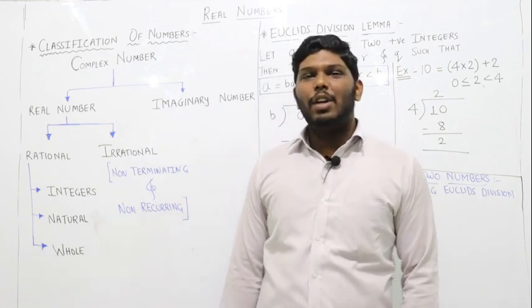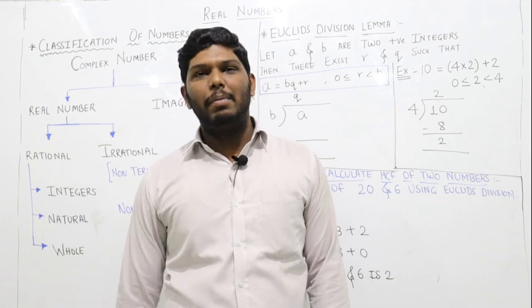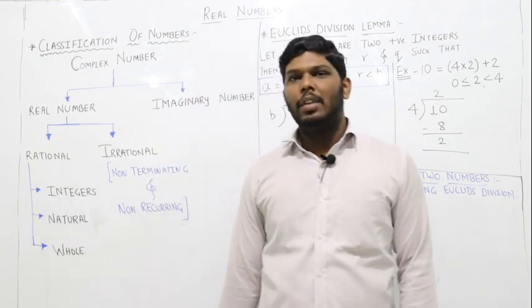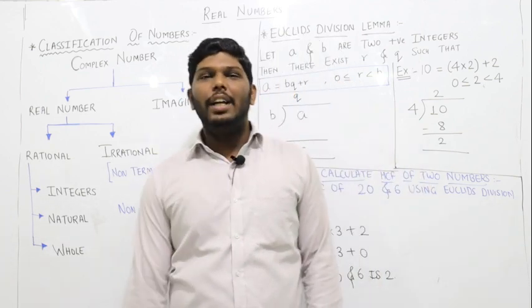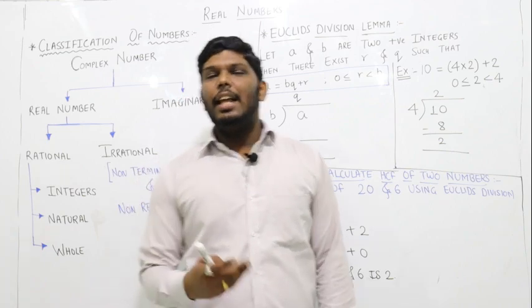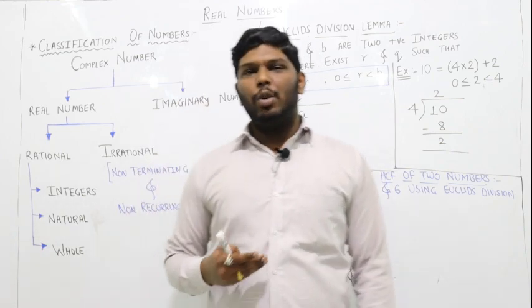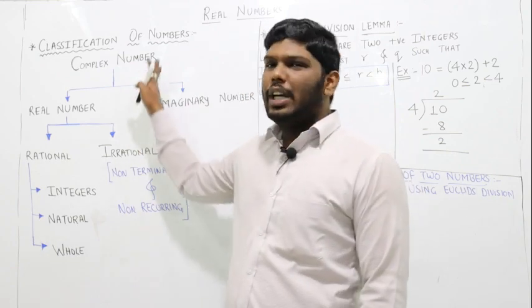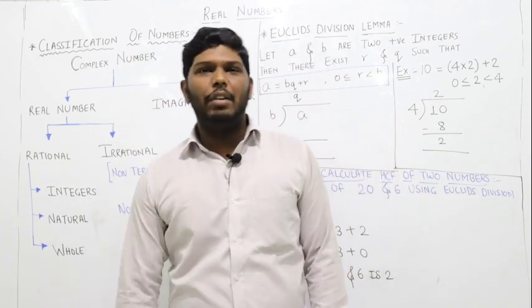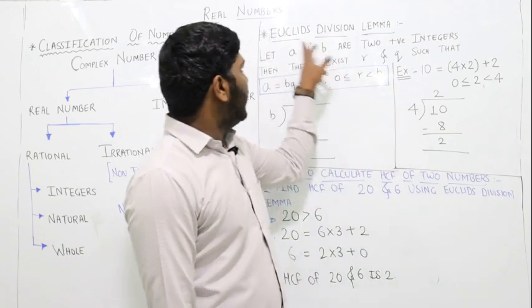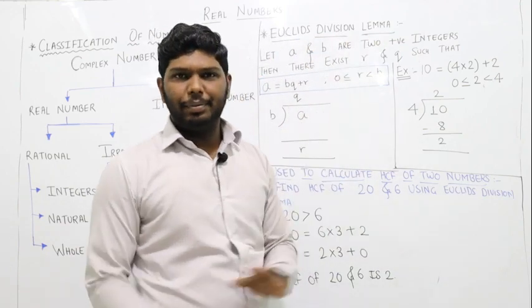In today's session, we are going to start with the first chapter of mathematics, that is the real numbers. So in class 9, we have already studied the number systems. In that we started with the classification of numbers. In this also we are going to first discuss the classification of numbers, and after that we are going to learn the first topic, that is the Euclid's division lemma.